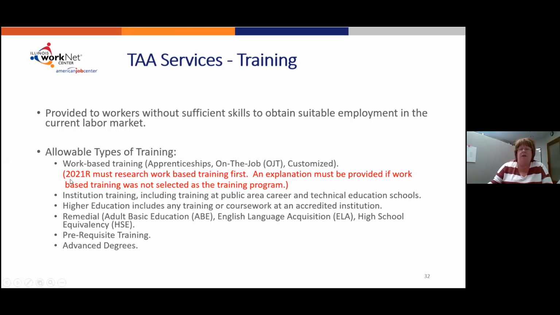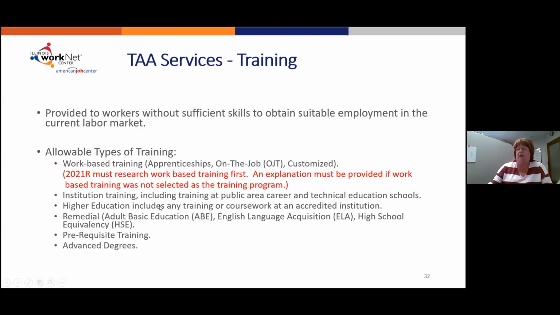For specific things related to the 2021 R participants, they must research work-based training opportunities first, and there has to be an explanation provided if the work-based training was not selected as that training program. So we will expect to see that information in the 6th condition case note for the approval of the training, what was researched as far as work-based training for those participants.